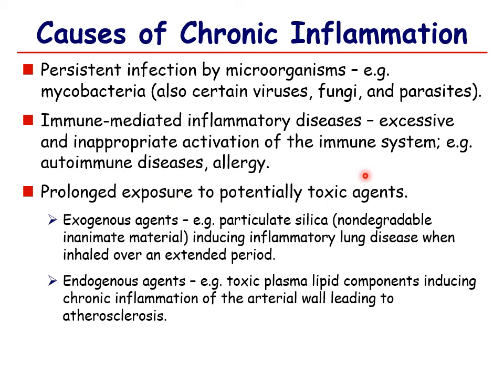And these toxic agents are non-biological agents, and they can be exogenous agents and endogenous agents. Exogenous agents are particulate silica that may be found in the environment, and prolonged inhalation of this silica can induce inflammatory lung disease. Endogenous agents include toxic plasma lipid components such as low-density cholesterol, inducing chronic inflammation of the arterial wall leading to atherosclerosis.